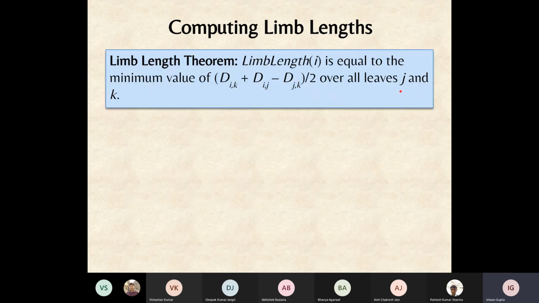So the limb length theorem essentially says that the length of the limb I is equal to the minimum value of d(I,K) plus d(I,J) minus d(J,K) for all the leaves K and J. Sir, can't it be that three of them are neighbors and one is apart from them? Yes, it's possible. But the limb length theorem says that the limb length will be equal to the minimum value of this.